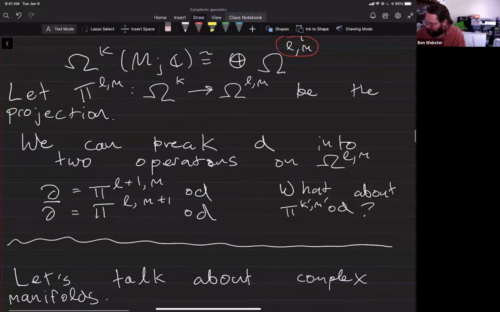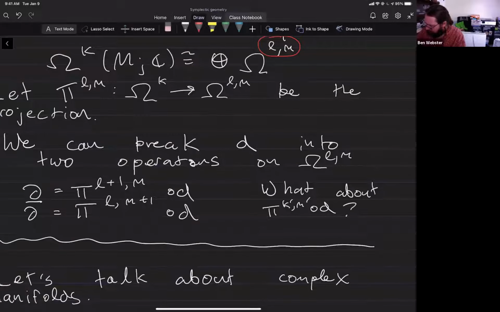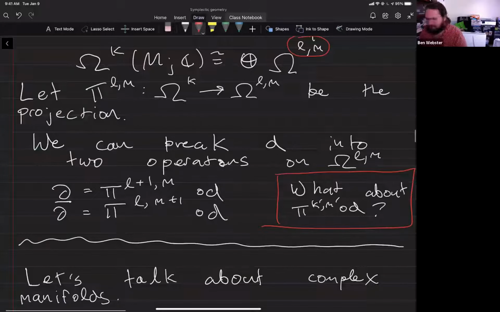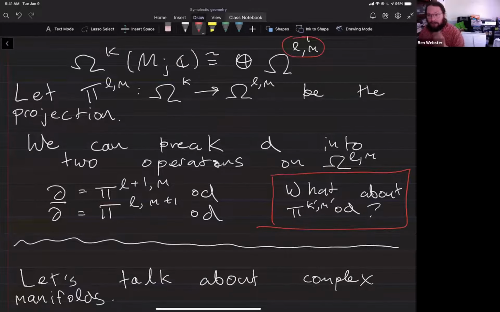And one thing I want to mention, I'm not claiming that those are the only pieces that I get a non-zero projection to. So there are other pieces in that direct sum, and I have to at least consider the possibility that the exterior derivative has non-zero projection to them. And spoiler alert, that's going to be the difference between almost complex and complex manifolds.